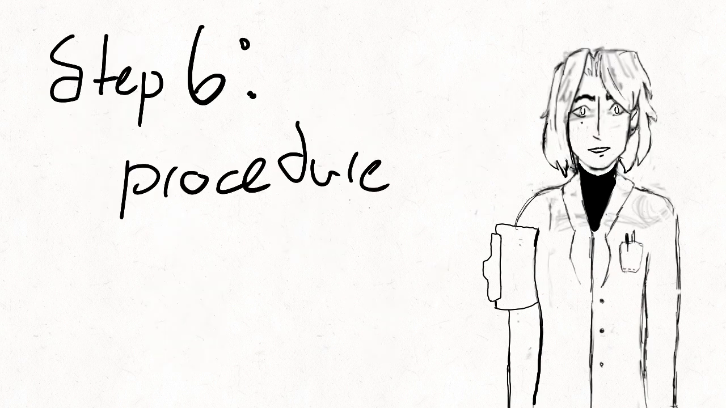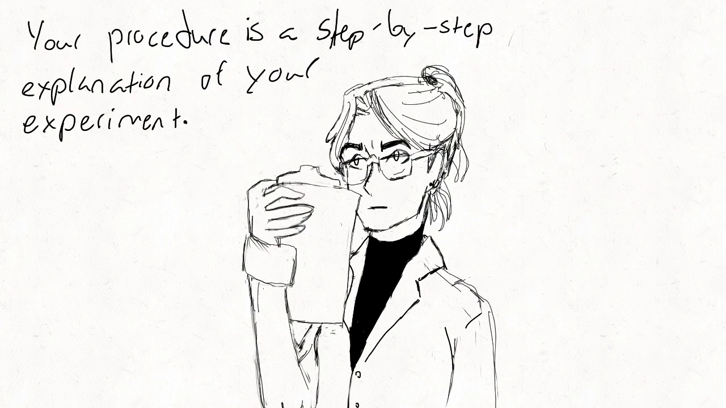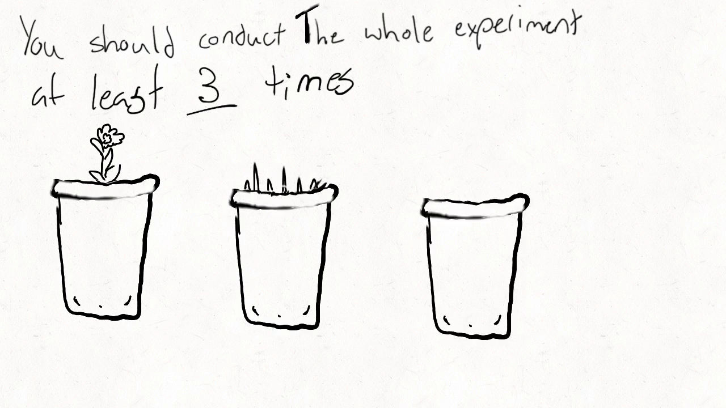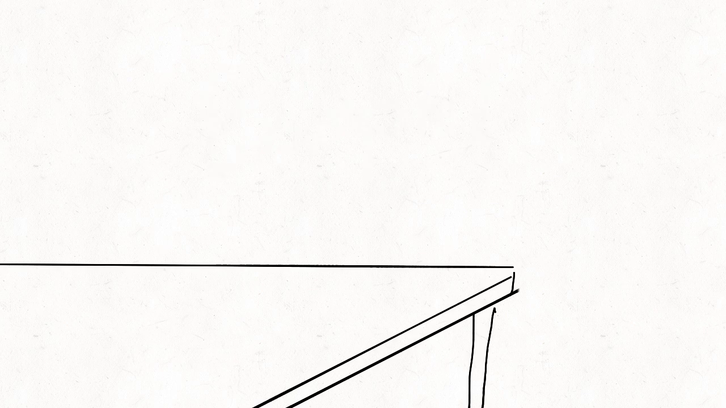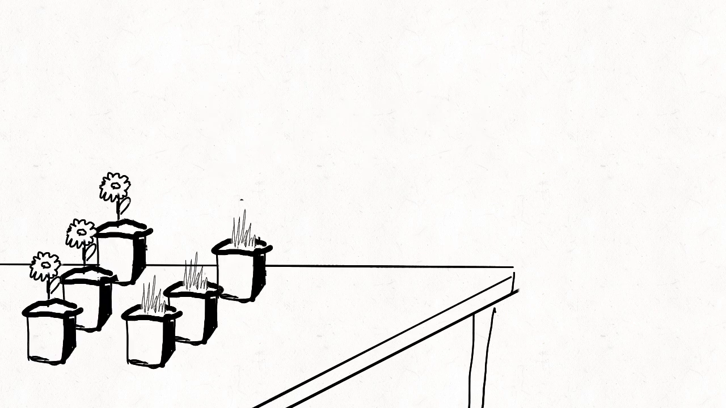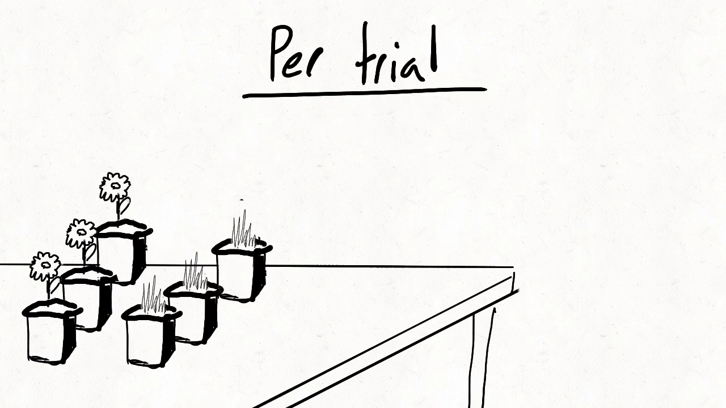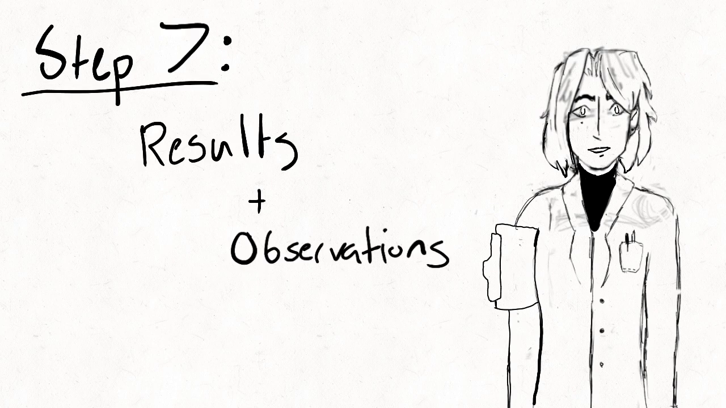Now it's time for the real hands-on part of your project. Make sure to take careful note of your procedure. The procedure is a step-by-step explanation of how you did your experiment, including the number of trials and sample size in each trial. You should do at least 3 of them, meaning the whole procedure conducted 3 times to show the reproducibility of results. A good sample size would be, for example, 3 containers of grass and 3 containers of daisies per trial.